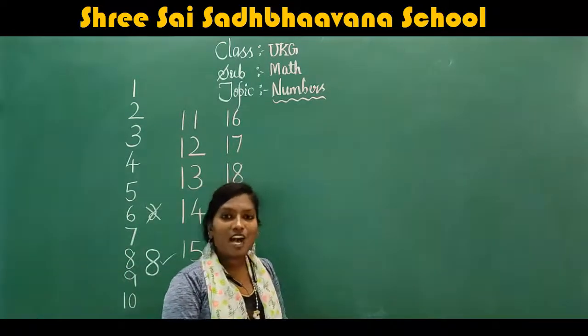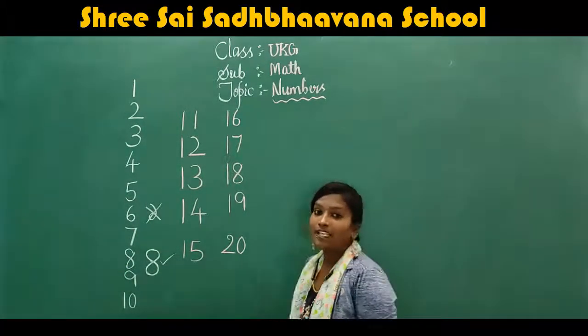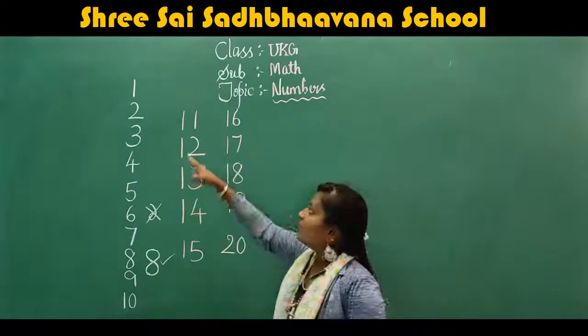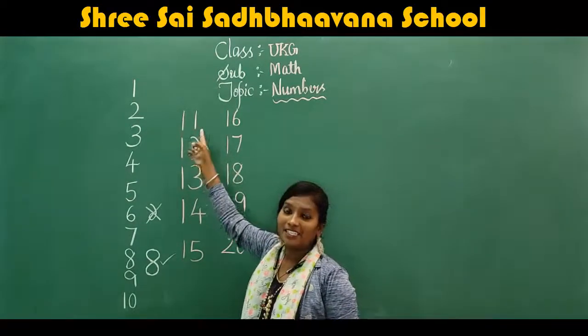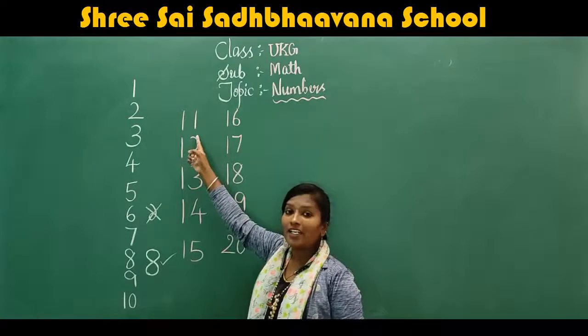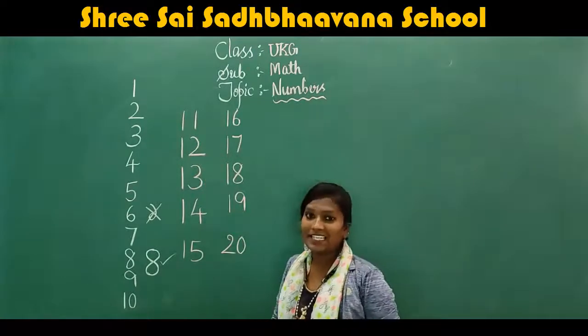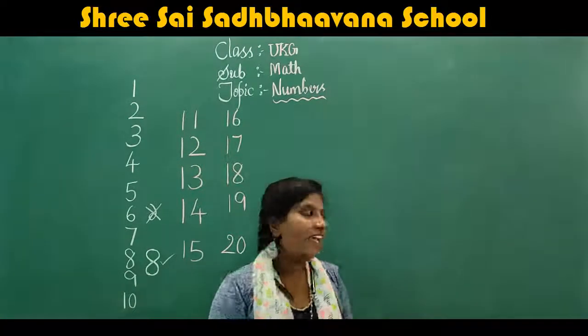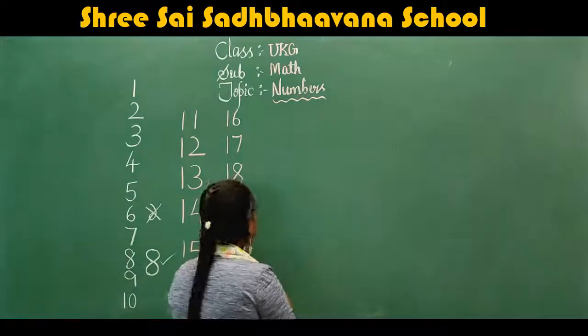Yes children, you are right. For writing number 11, 1, 1, 11. Two standing lines. Correct children?